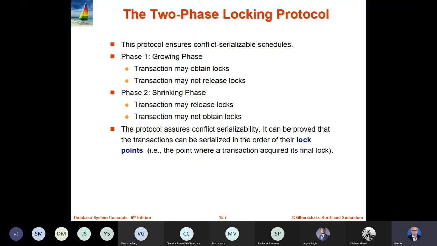This is going to be conflict serializable, but conflict equivalent to which serial schedule? That serial schedule which is ordered in the order of the lock point. So if T3's lock point is at 10:28, T2's is at 10:31, T1's is 10:30, then the corresponding equivalent schedule will be T3, T1, T2. Okay. Is that clear? The concept of lock point.